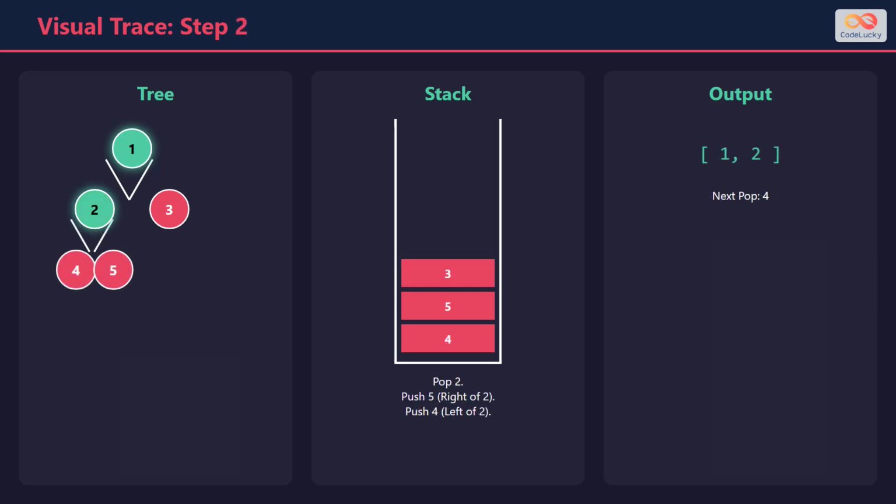Continuing the loop, we pop the top element, which is 2. We print 2. Now we look at the children of node 2. We push its right child, 5, and then its left child, 4. The stack now has 4 at the top, followed by 5, and 3 is still waiting at the bottom.